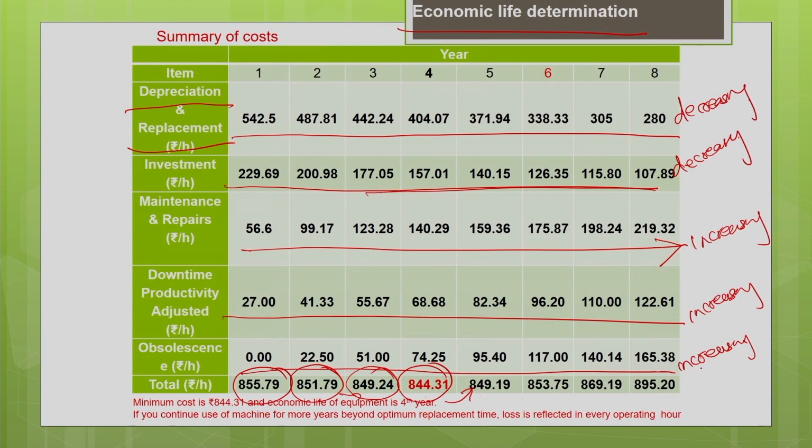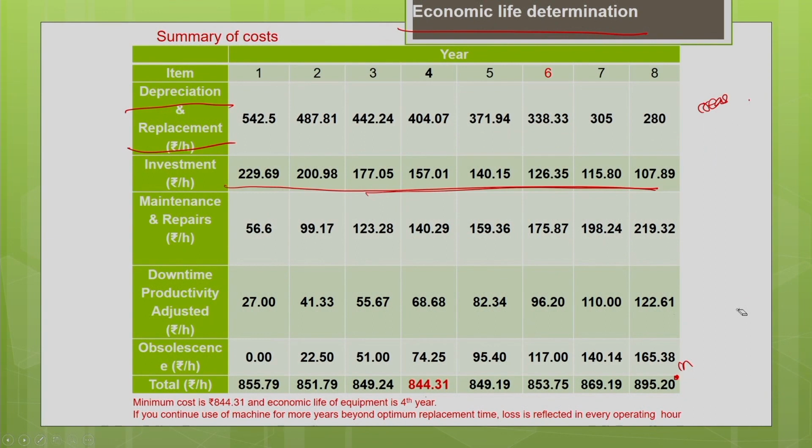So, you can see that you are getting a trend like a parabola. Initially the cost is high, then the cost reduces, it reaches a minimum point, then again it starts increasing. Why does it start increasing? Because with the increase in age of the machine, your maintenance and repair cost is increasing, your downtime cost is increasing, your obsolescence cost is increasing. So, there is a significant increase in the cost of the machine after a particular point. Beyond the fourth year, your cost is increasing.